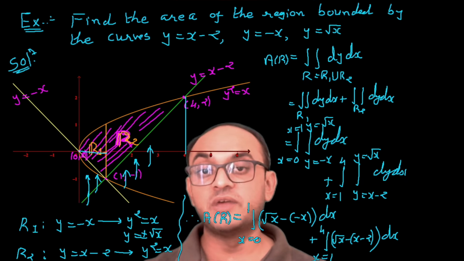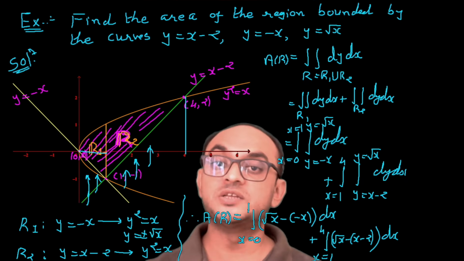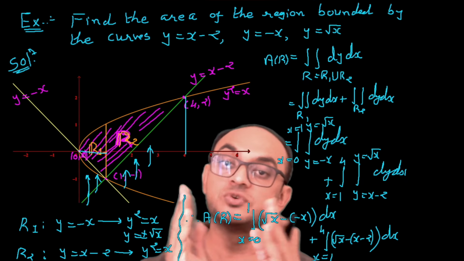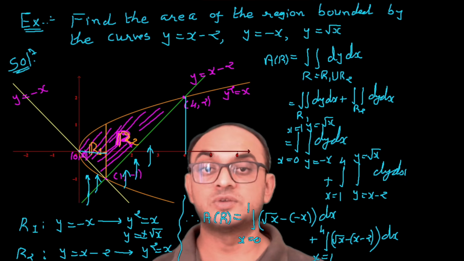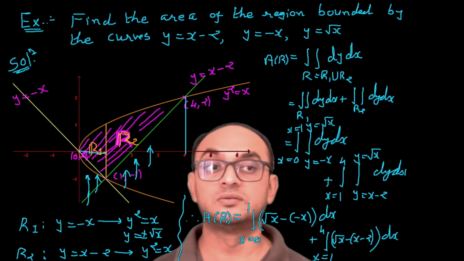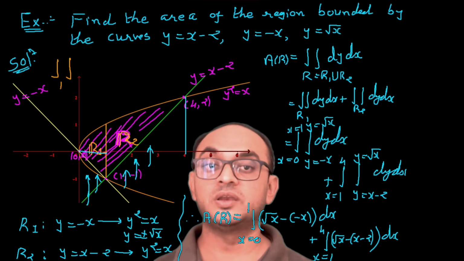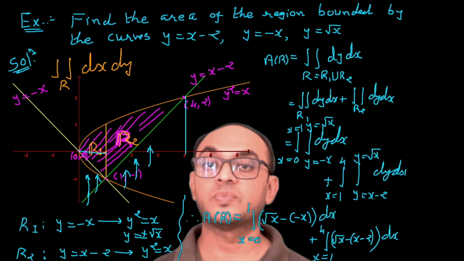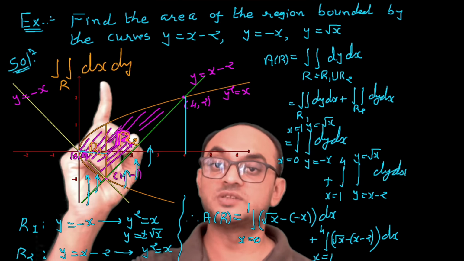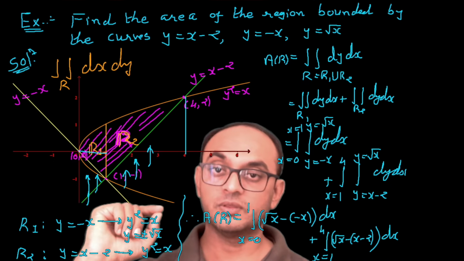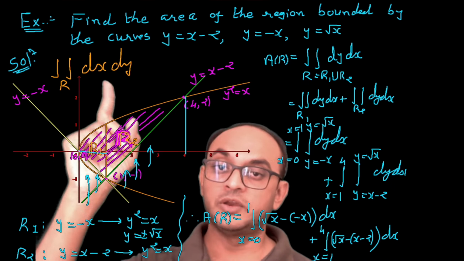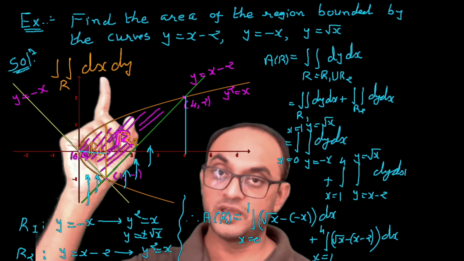Now you are thinking that if I am writing dy dx and we need to divide the region into two parts, then suppose I write dx dy, then what? So the area of the region R is the double integration over R dx dy. Then you have to write first the limit of x.